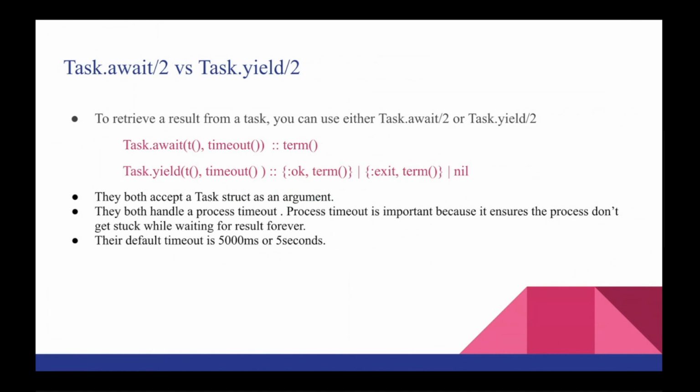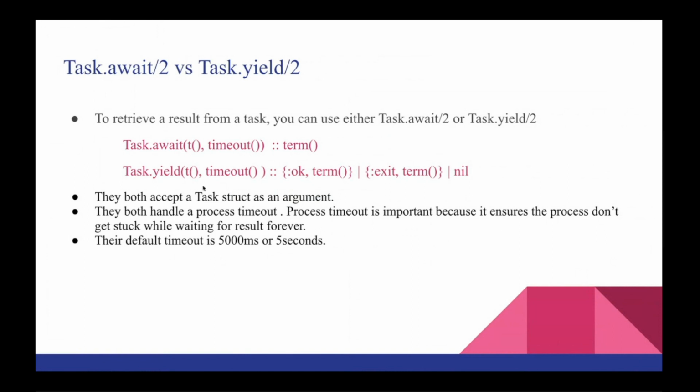So they both are useful when it comes to retrieving a result from a task. And if you look at them, let's start with Task.await. It takes in a task and a timeout and returns to you any term. So this term depends on the result of the task being processed.